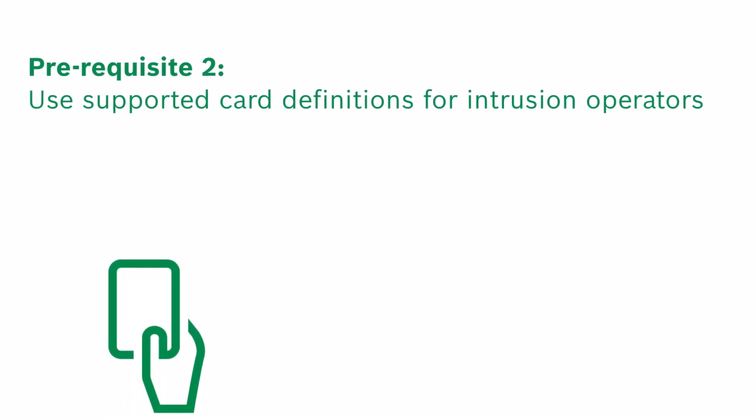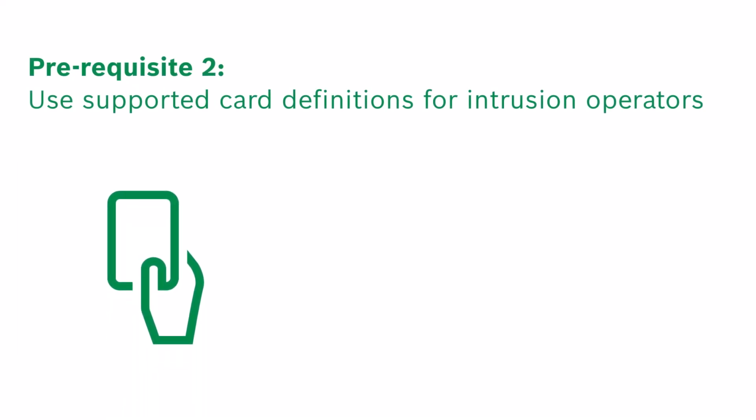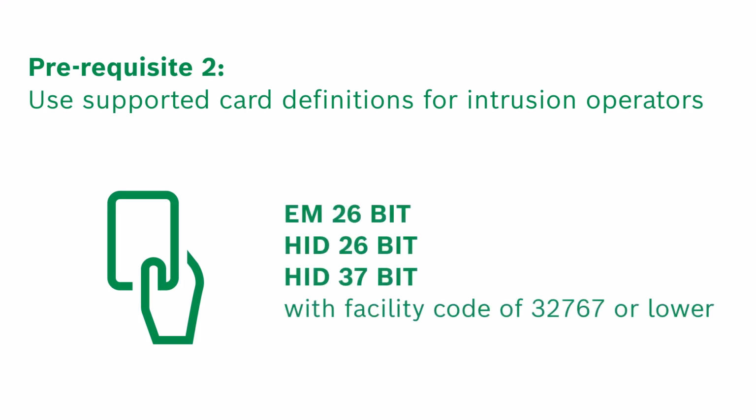For instructions on adding users to AMS, see the AMS Tech video series or consult the AMS configuration manual. Prerequisite number 2. Use supported card definitions for intrusion operators. Note, in combination with intrusion, AMS only supports the following default card definitions: EM 26-bit, HID 26-bit, HID 37-bit with facility code of 32,767 or lower.